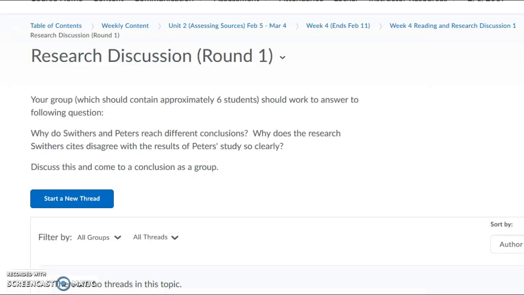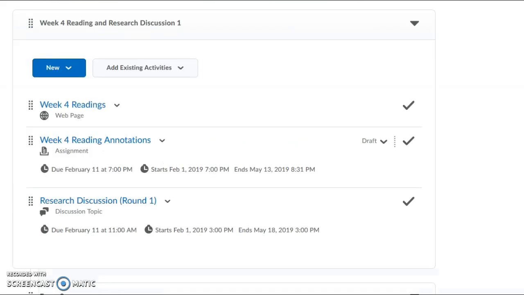You will be broken up into groups here. You'll only be able to see your own group, so you don't have to worry about that. Just go ahead and start typing, and you'll know that only your own group mates will be able to see you. There should be about 5 to 6 of you in each group. Okay? What I want you to do is, as a group, work on answering the question: why do Swithers and Peters reach different conclusions? Why does the research Swithers cites, she sort of does a meta-study, disagree with the results of Peters' study? So I want you to discuss that and try to come to some conclusions. What possible reasons might there be for why they disagree?